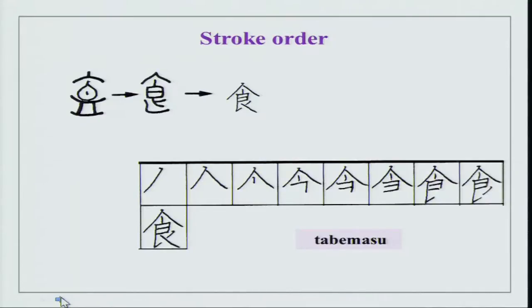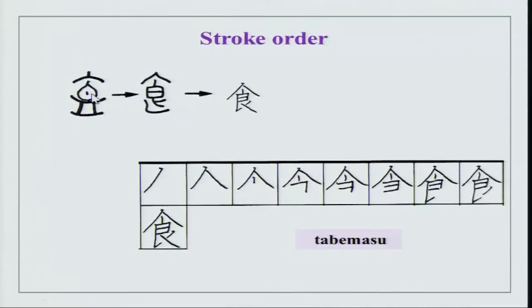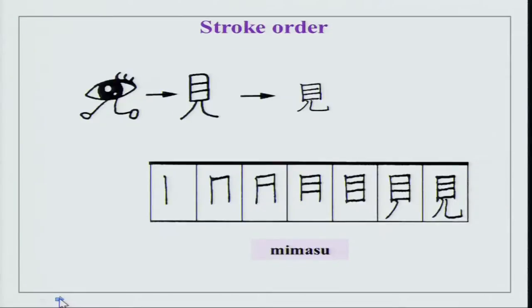Now, how has tabemasu come into being? We have tabemasu first. So, well, you have a rice bowl in front of you and you eat it. It is placed on something, you cover it and it is to be eaten. So, that is tabemasu. You have this rice bowl, it is covered with another bowl and then it is placed on something. So, well, that is tabemasu.